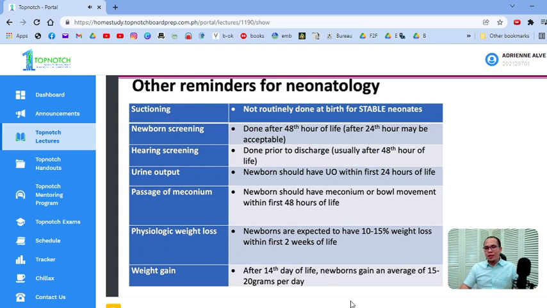Okay, newborn screening ideally on the 48th hour of life. Okay, but as long as you do it after 24 hours, it is acceptable. Okay, for preterms we delay it. So usually 1 to 2 weeks bago natin ginagawa for premature. Okay, hearing screening is done prior to discharge.